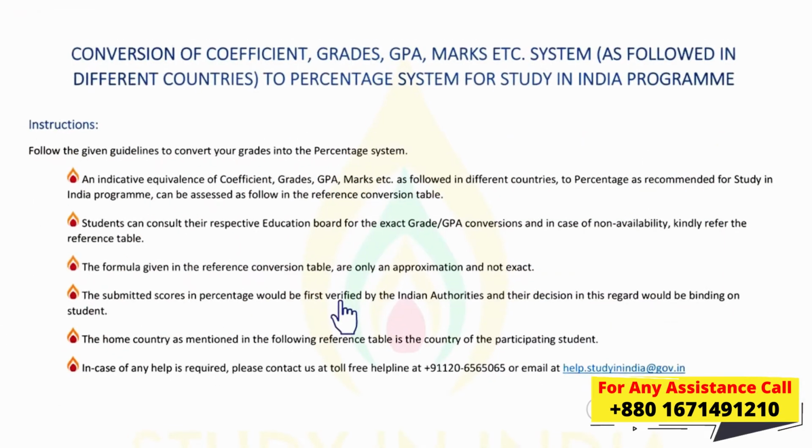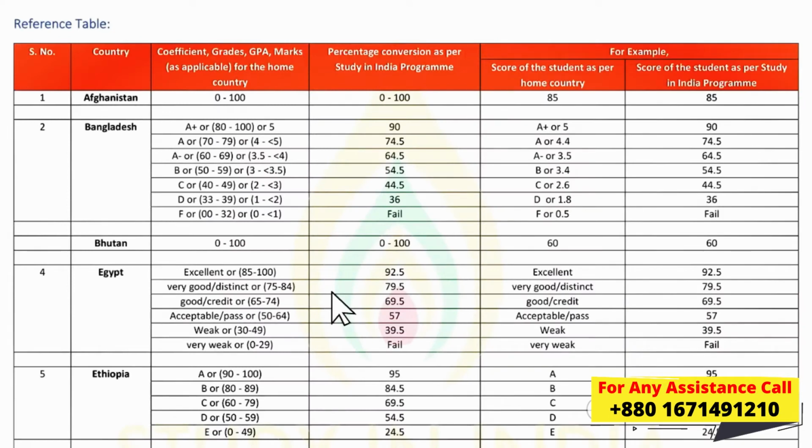Let's understand the grade conversion document with an example. Let's take Bangladesh. If you score A+ or between 80 to 100, or maybe 5 pointers on a GPA, then according to the Indian education system, your marks will be equivalent to 90 percentage points in India. If you score A- or between 60 and 69 or 3.5 or above but less than 4 points on GPA, then your score will be 64.5% in India.